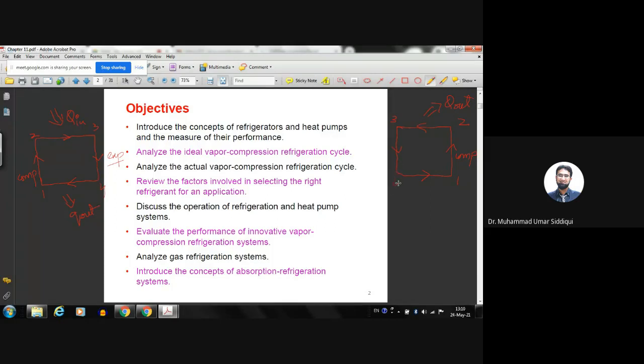Then 3 to 4, we'll have the expansion process. And 4 to 1, previously it was Q out, now here it will be Q in. So this will be the reverse Carnot cycle, which we are going to be dealing with in the case of the refrigeration cycle or the heat pump.